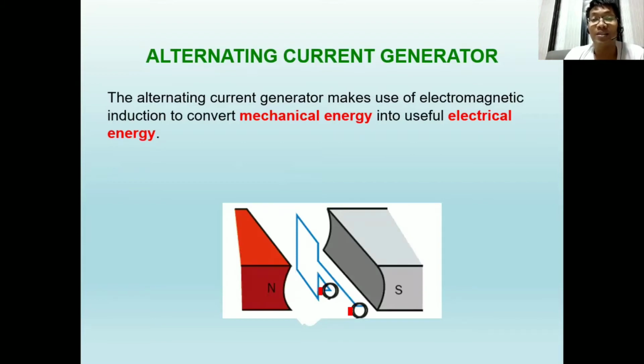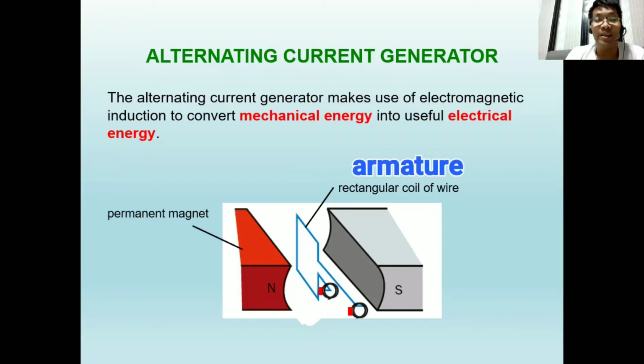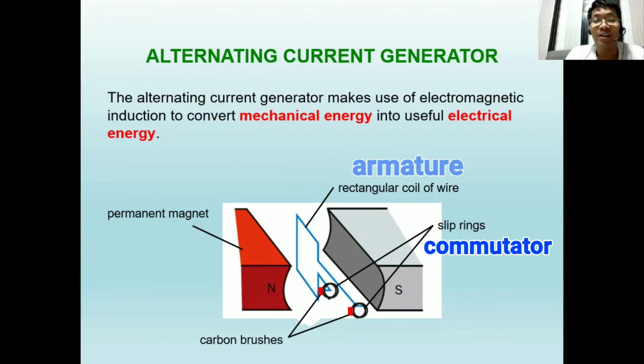Let's describe the parts of an AC generator. First, let's begin with the rectangular coil of wire. Sometimes it is also described as the armature. Second, we also have permanent magnets. So we have the north on the left, then south on the right. Also, we have the split rings. Split rings are also called the commutator. And then these split rings are connected to these two carbon brushes.